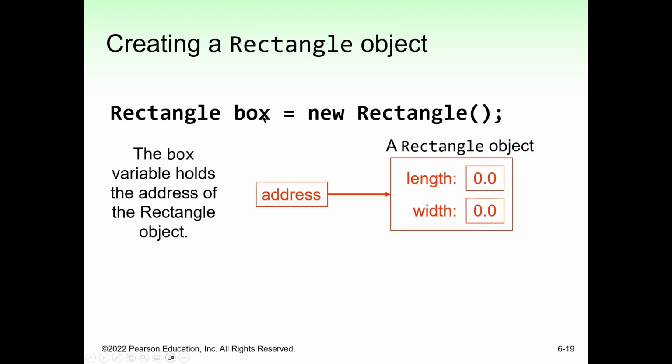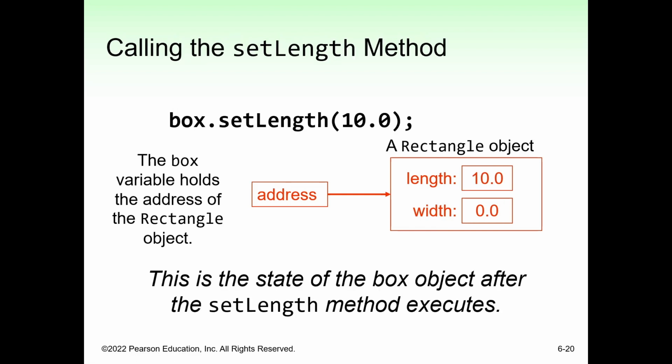So right now, our box variable is going to hold the address that is provided when we create our rectangle object. And this address will take us to the field variables that our object has. In this case, the length is 0 and the width is 0, because we have not assigned those variables any values. But let's look at how we can change that.